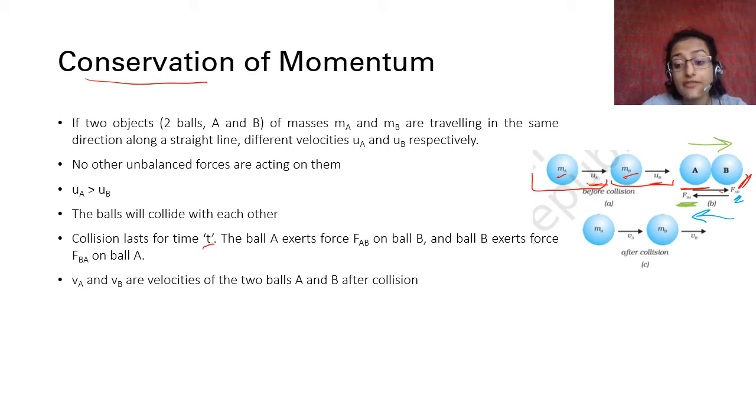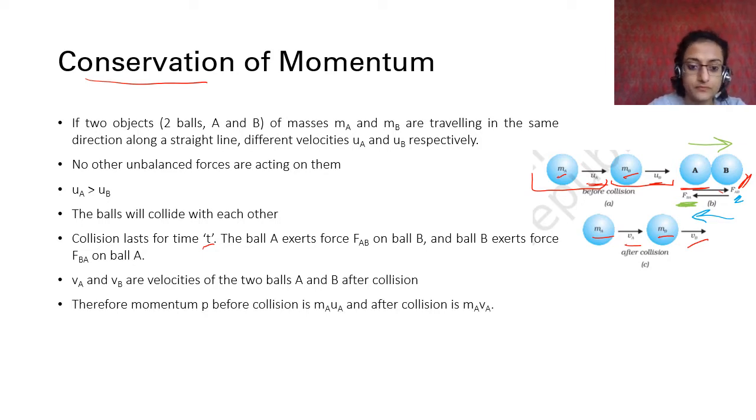What happens is the velocities change. After the collision, there is a force on both of them, so now there is an external force, and the velocities have changed. MA is now moving with velocity VA, and MB, the mass of B, is moving with velocity VB.